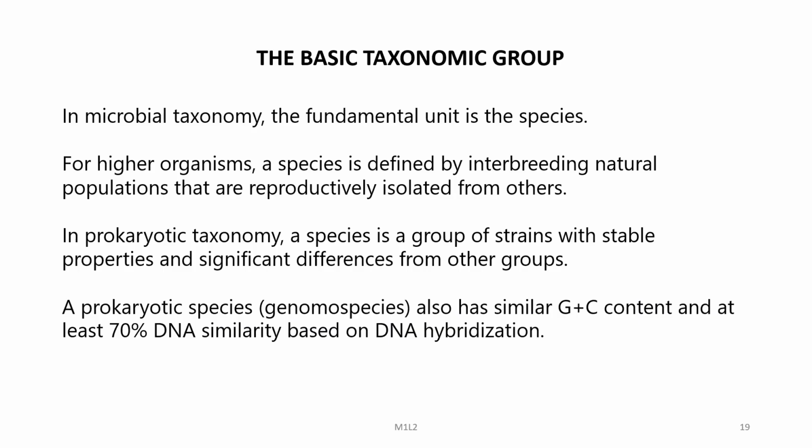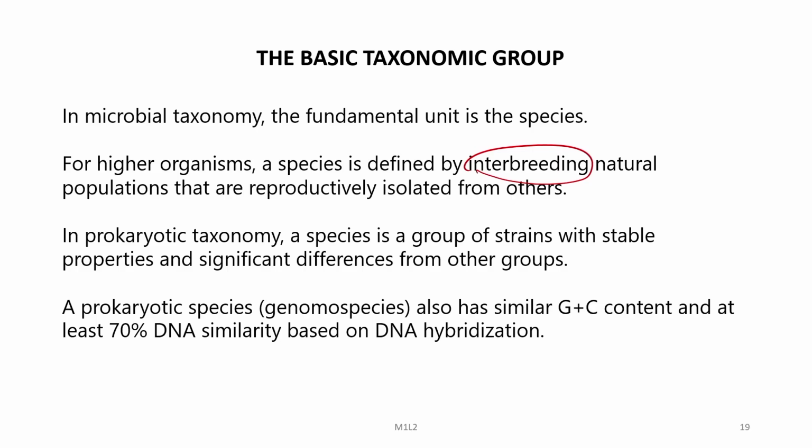The basic taxonomic group in microbial taxonomy, the fundamental unit, is the species. For higher organisms, a species is defined by interbreeding natural populations that are reproductively isolated from others. In prokaryotic taxonomy, a species is a group of strains with stable properties and significant differences from other groups.